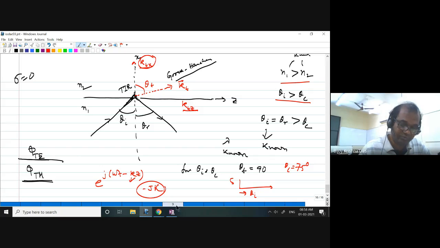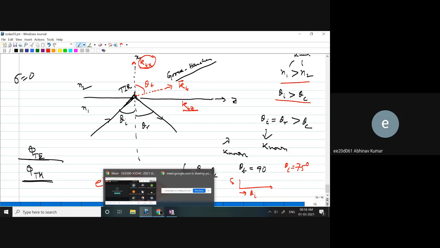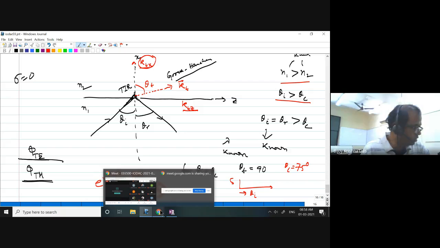Otherwise, I stop there. Sir, it means some power is leaking in the second medium, no? No, field strength. I am talking about field strength. Power... the field strength is there, which means intensity will be there, but power will not be carried away to the second medium. That is the major catch here. You have to understand this. The field will be existing, but energy will not be taken away by the second medium.